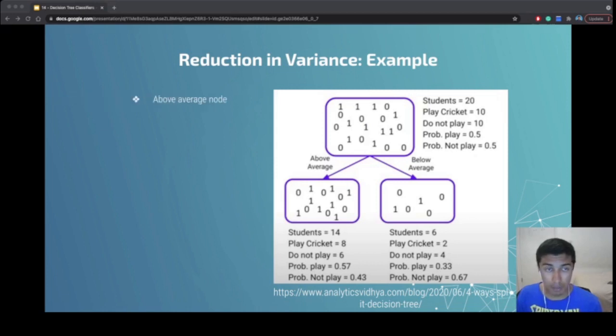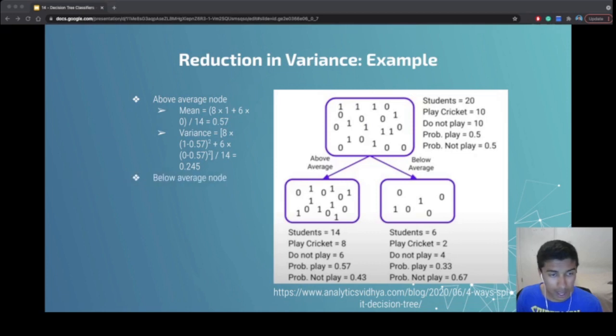Now, in this example, we are first going to start with calculating the variance of the above average node. The mean of the data points in this child node can simply be calculated by doing 8 times 1 plus 6 times 0, as there are 8 ones and 6 zeros, and that all is divided by 14, which yields 0.57. Next, the variance can be calculated using the formula shown on the previous slide, which comes out to be 0.245.